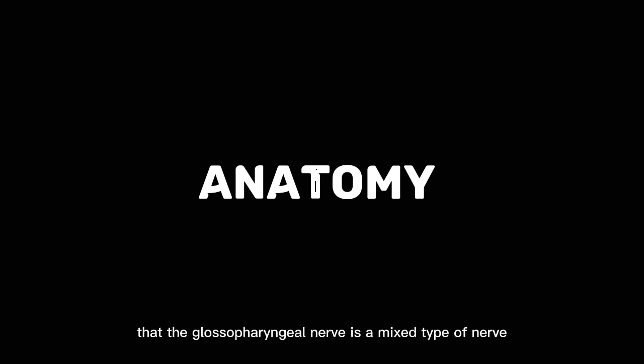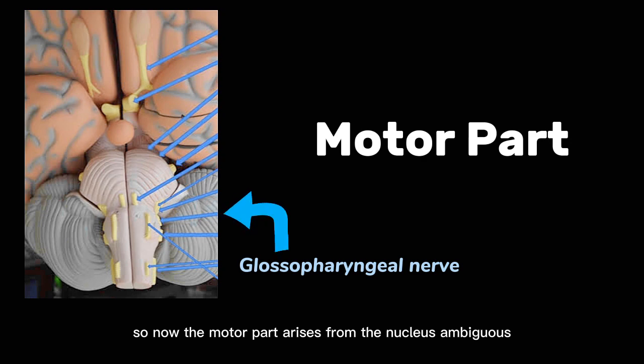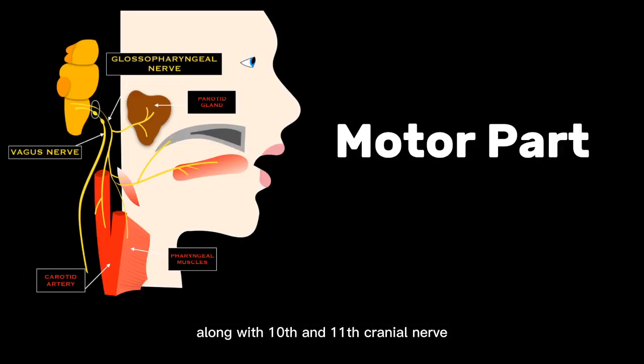So as you know, the glossopharyngeal nerve is a mixed type of nerve, it means that it has two parts, the motor part and the sensory part. Now the motor part arises from the nucleus ambiguus that is present in the medulla oblongata, and then it leaves the skull through the jugular foramen, along with the 10th and 11th cranial nerves. And then this glossopharyngeal nerve supplies the stylopharyngeus muscle. We will discuss the action of the stylopharyngeus muscle later on in the examination part of the glossopharyngeal nerve.